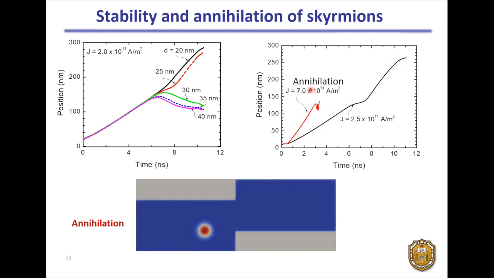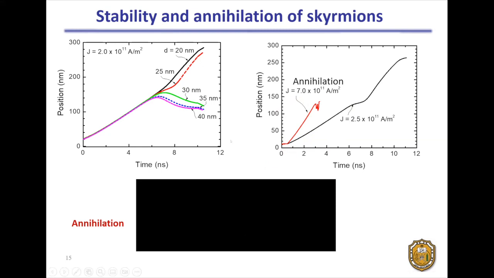And under certain conditions, for high current density in this case, the skyrmion will just be annihilated, as seen in this video. Here you can see it just touching a little bit, because of the high driving force it is enough to collapse. You can see you have to choose the best condition in terms of device geometry dimensions and also the driving force. So both are critical parameters.